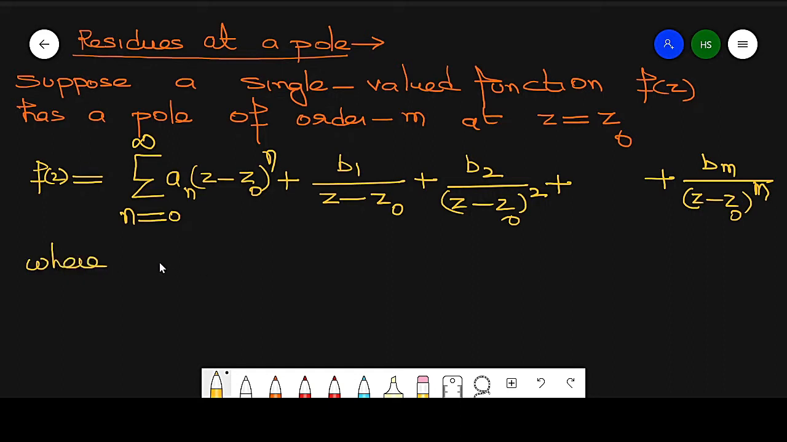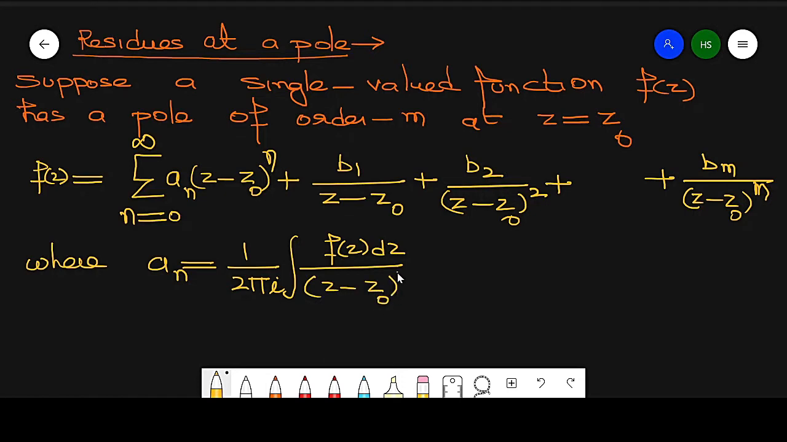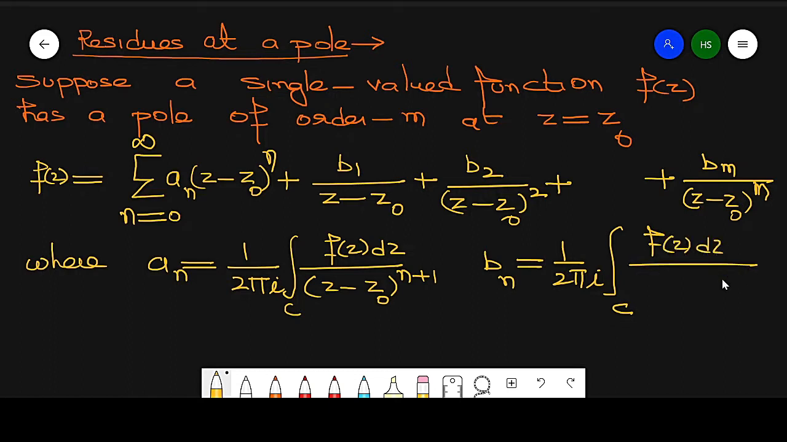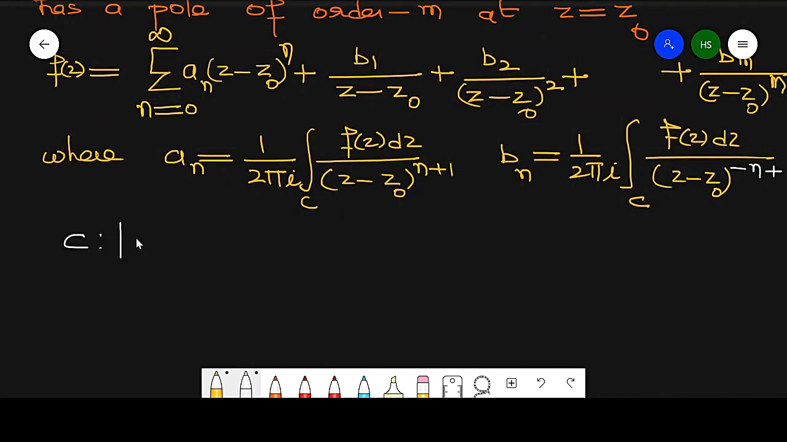Where a_n is equal to 1 by 2 pi i, integration of f(z) dz over (z minus z naught) raised to power n plus 1, and b_n is equal to 1 by 2 pi i integration around C of f(z) dz over (z minus z naught) raised to power minus n plus 1. So what is C? C is a circle which lies in the annular region, where modulus of z minus z naught is equal to rho. So its radius is rho.